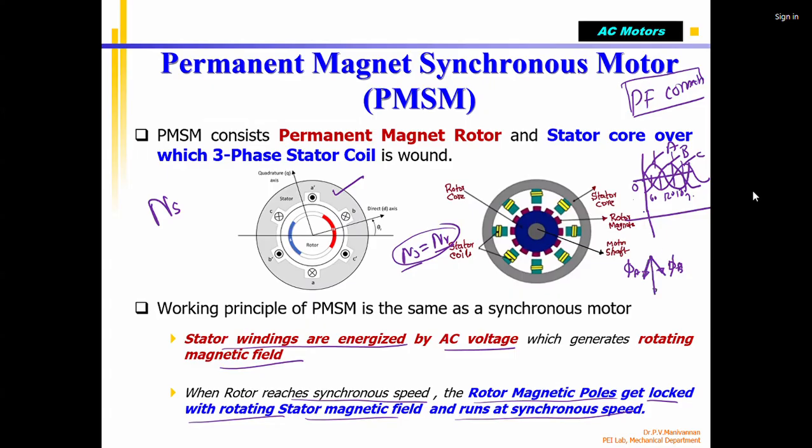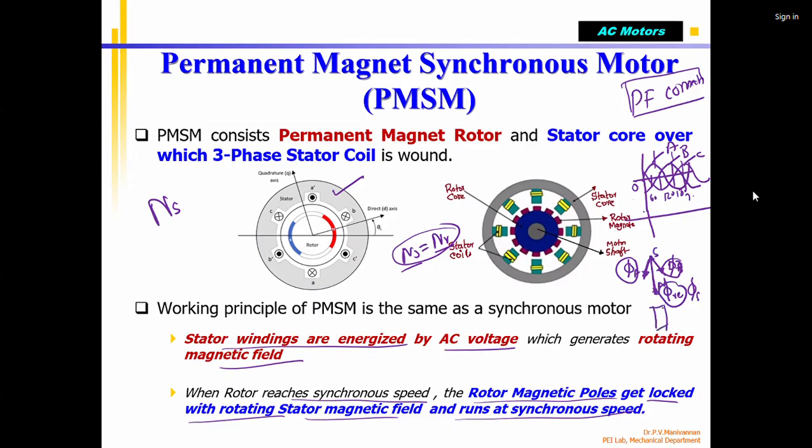Please note that the arrow shows the strength of the magnetic field phi A. This is phi B, and because both are working together simultaneously, I get a resultant magnetic field. This is called phi resultant. This magnetic field is phi S. So this is north pole, this is south pole.